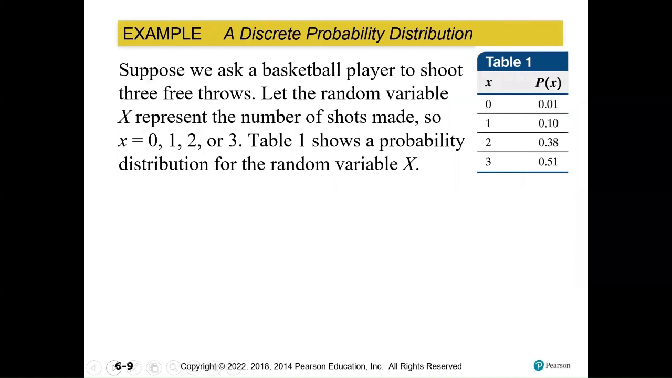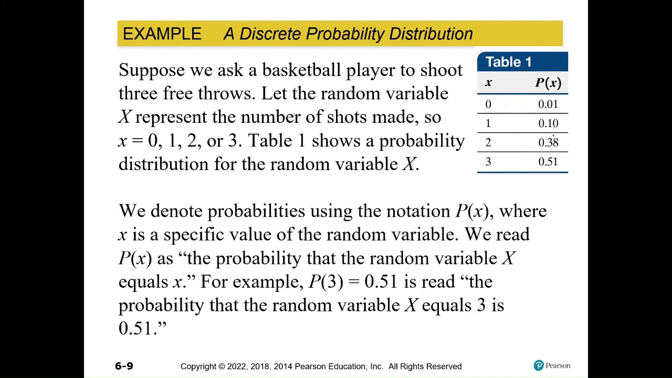Suppose we ask a basketball player to shoot 3 free throws. Let the random variable X represent the number of shots made. So he either makes 0 shots, 1 shot, 2 shots, or all 3 shots. And then we repeat this process over and over again to figure out how many times he gets none, how many times he gets 1, how many times he gets 2, how many times he gets 3. And then you divide to figure out the probabilities. So he gets 0, 1% of the time, 1, 10% of the time, 2, 38% of the time, and all 3, 51% of the time. So we had tables like this. This was our relative frequency. This is what we calculated in a relative frequency table. So this should not be new to you.